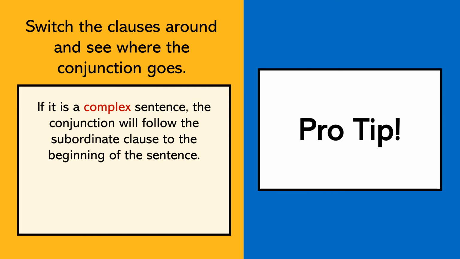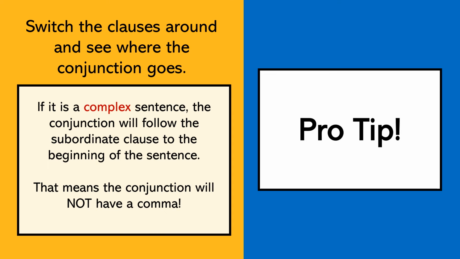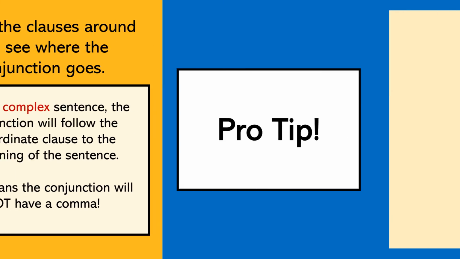However, if you have a complex sentence, what happens when you switch them is that the conjunction stays with the clause and moves to the beginning of the sentence, right? And in that case, you won't put a comma because it is a subordinate conjunction. Let's take a look at how this pro tip functions in practice.